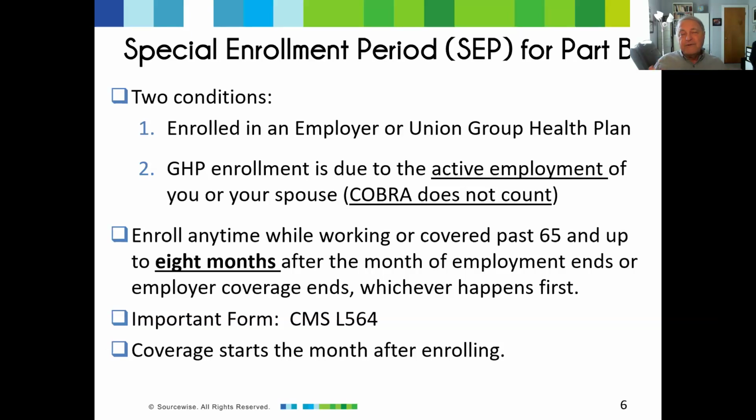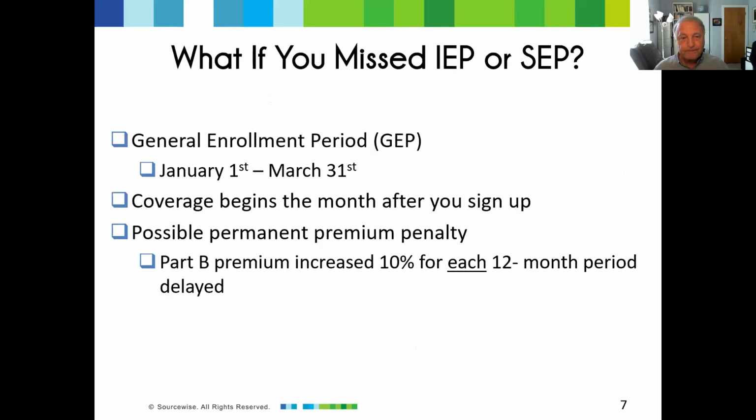And when you do have it, if you wait, there's a special form that you'll see referenced. It's called a CMS L564 that Social Security will ask you about, that you download and get your employer to sign, that verifies that you have had continuous coverage. And that's an important thing to remember.